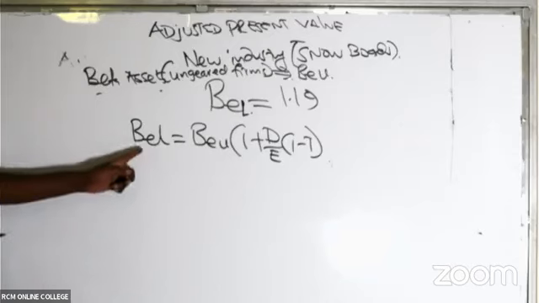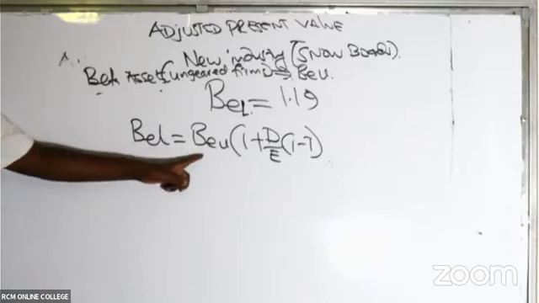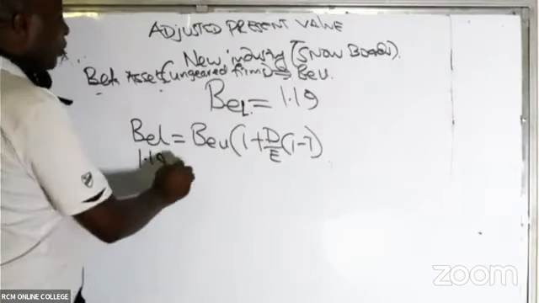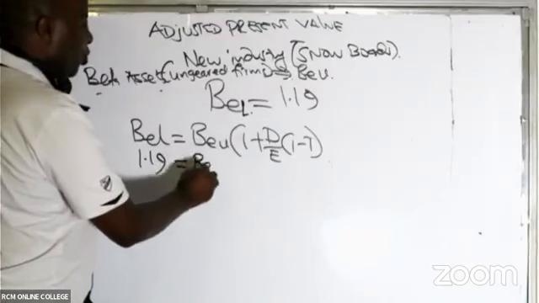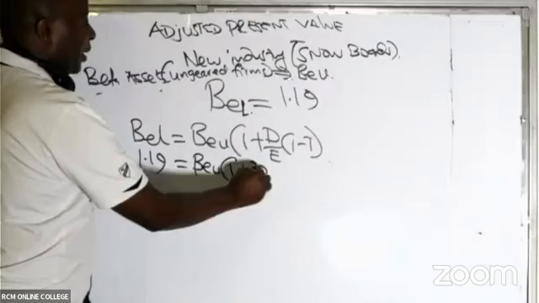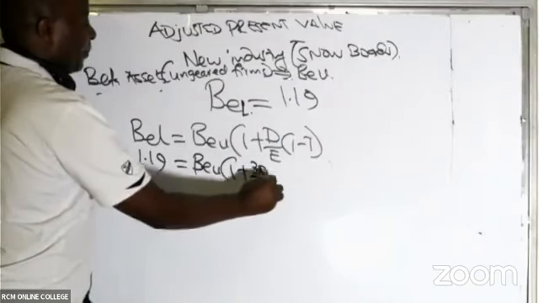So we want to get, in this case here, Beta L. In this case, the Beta L is 1.19, which will be equal to Beta U that we do not know, multiplied by 1 plus debt is 30, equity is 70.